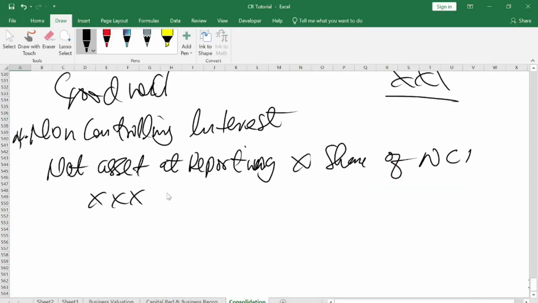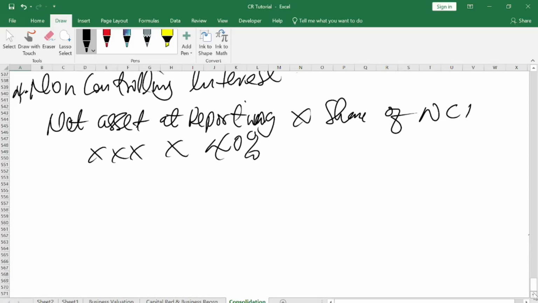Then you multiply by, maybe if it is 40%, you multiply by 40%. That gives you the non-controlling interest. Are you with me? All right. So that is when it is the proportionate method.